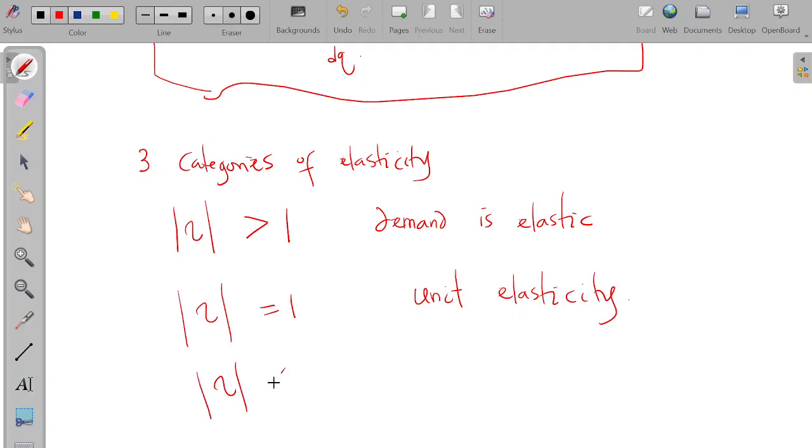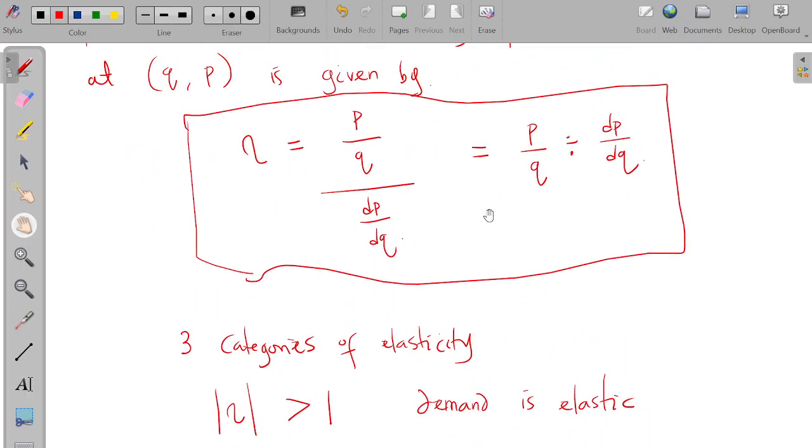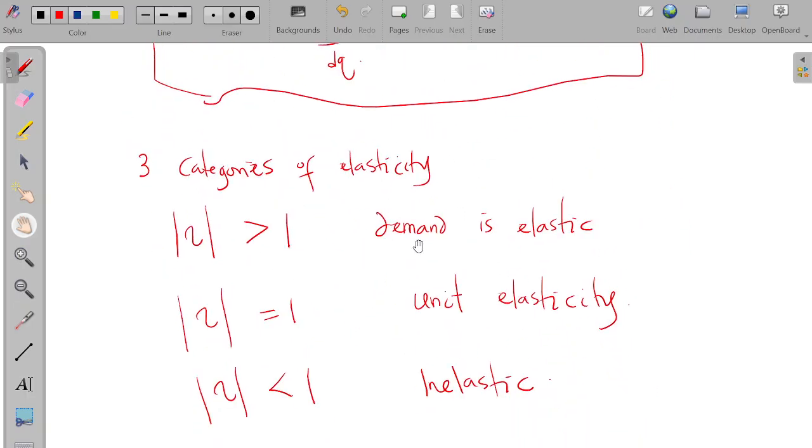But if it is less than 1, don't forget we are taking the absolute value of it, then the demand is inelastic. Here the demand has unit elasticity. Why is the demand inelastic here? We are going to be finding that. Okay, please take note of that.